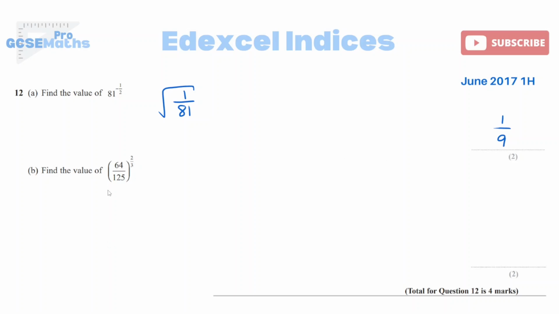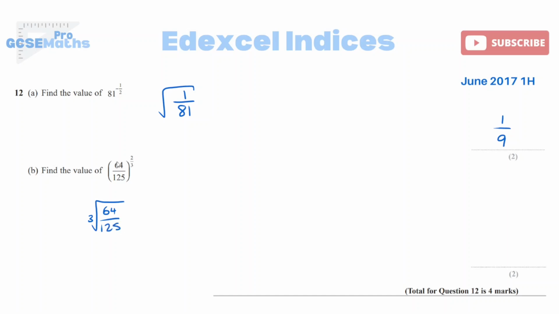The next one, part B, is a little bit harder just because we've also got a fraction as the denominator as well, so there's just a little bit more to deal with. So we've got 64 over 125 to the power of 2/3. So first of all, we'll deal with the denominator. That's the type of root. So cube root.